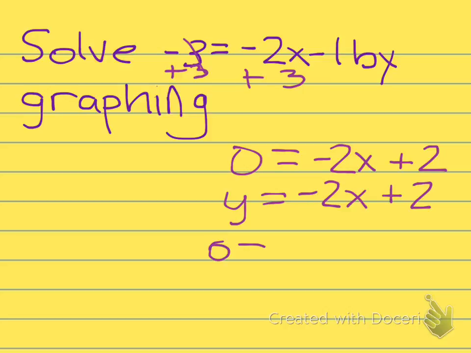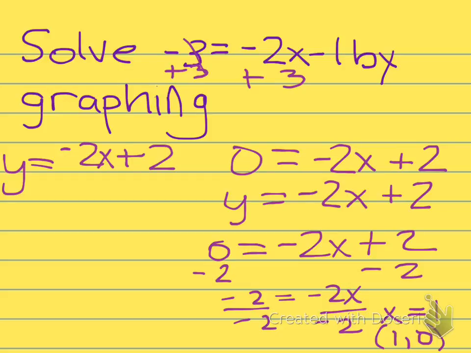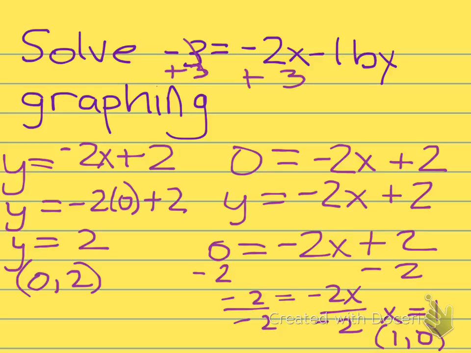So I'm solving, let's say, for my x-intercept. So I'm plugging in y as 0. And I need to get x by itself, so x would be 1. So one of my points needs to be (1, 0). Then my other point needs to be for the y-intercept. So 0 is going to go in for x, which gives me 0 plus 2, or 2. So my y-intercept is (0, 2). So I'm going to plot (0, 2) and (1, 0).